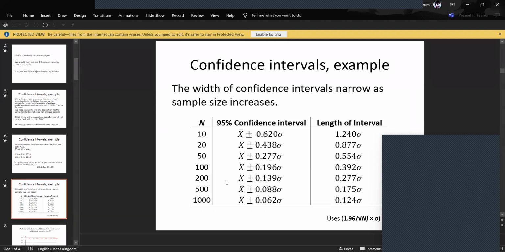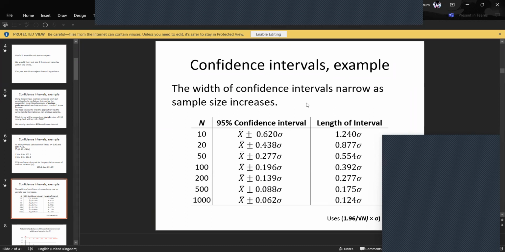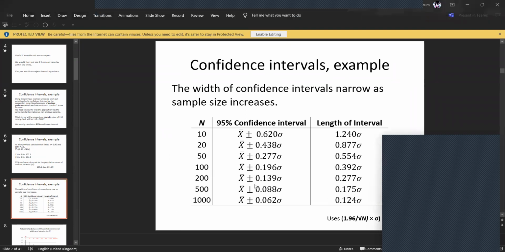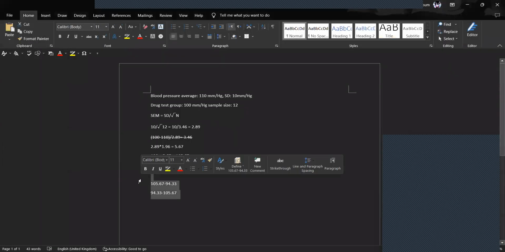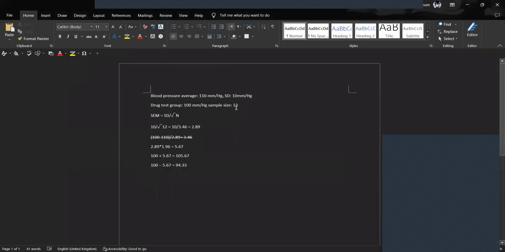So here we're looking at different sample sizes and what happens to the confidence interval as you change the sample size. So let's apply that to the example that we've taken. Here we had a sample size of 12. So let's take a couple of samples.